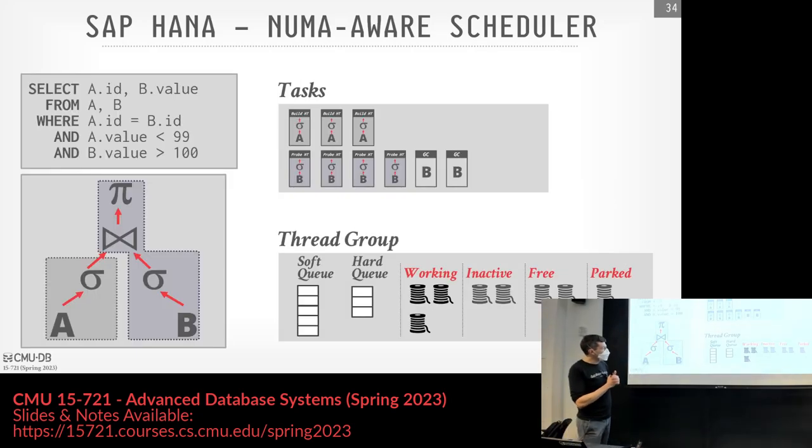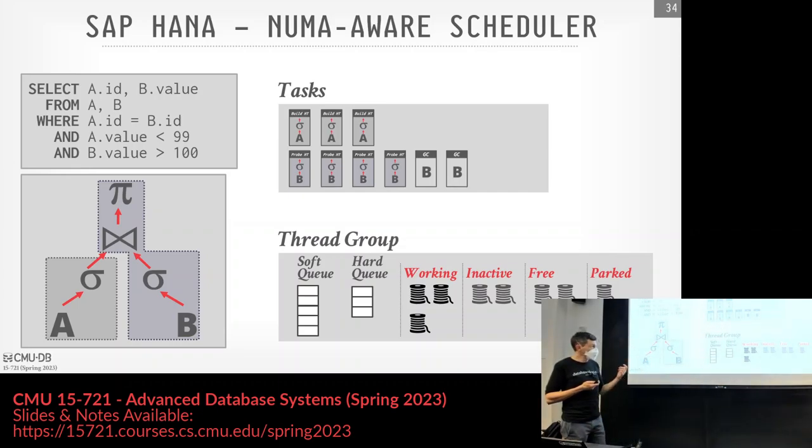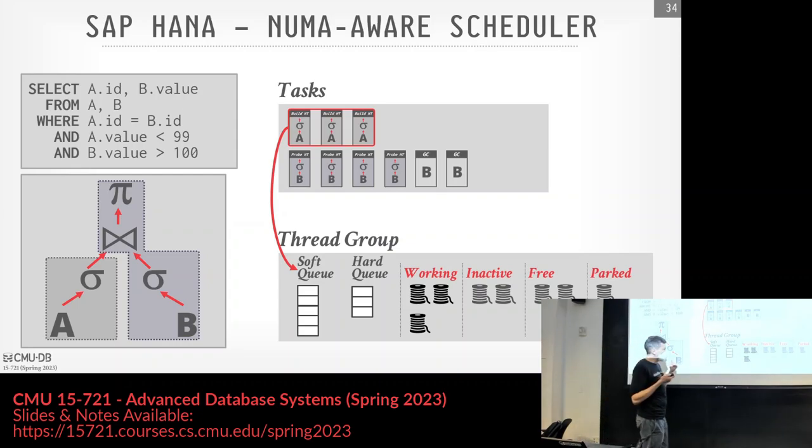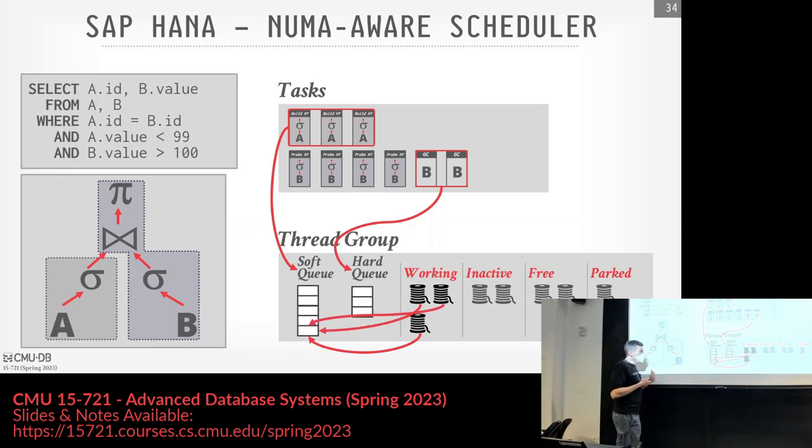All right, so let's look at an example of how this would work. Same query as we had before. We have a bunch of tasks, and we know the dependency between the pipelines. And then here, we just have two garbage collection tasks on table B. So the first tasks we want to execute, we'll just put all of these in the soft queue. And then the threads can wake up and go take things from here. For the garbage collection stuff, we want this only run on local memory within our NUMA region. So we'll put these in the hard queue, and this will prevent anybody from stealing them. So now our working threads can wake up, and they go pull things out of the soft queue, and they can start running.